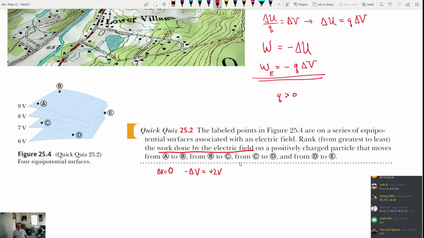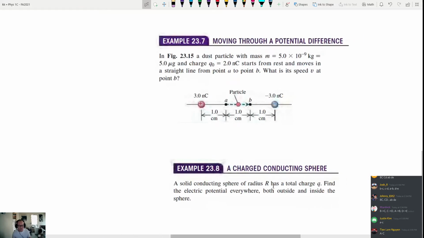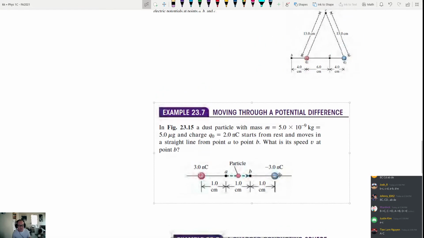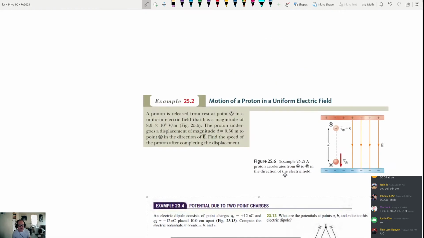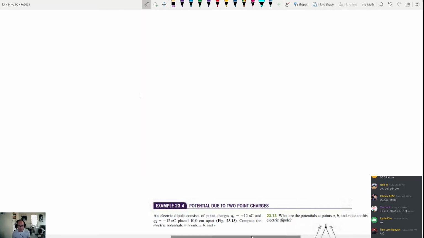And then from C to D, you're going from here to here. So then negative change of potential difference here is going to be positive 1. And then from D to E, it's -1, right? You're going from 6 to 7. Anyway, just a little quick quiz to get you to think about how potentials work. Now we're going to do a calculation real quick. Can't do these yet. We could do this one actually. Can't really do this one yet, but we can do this one.